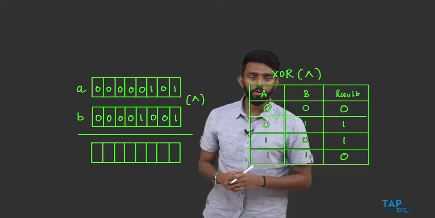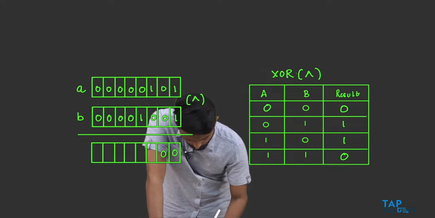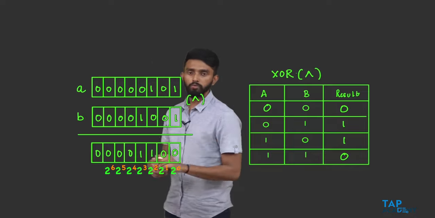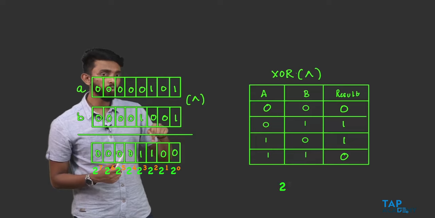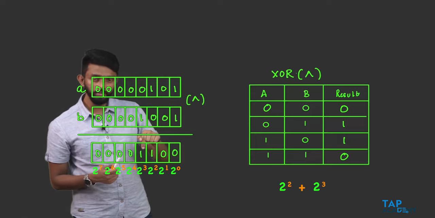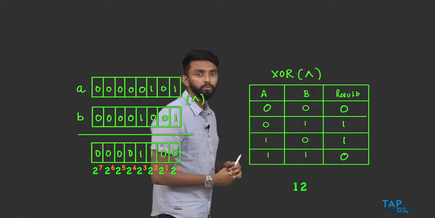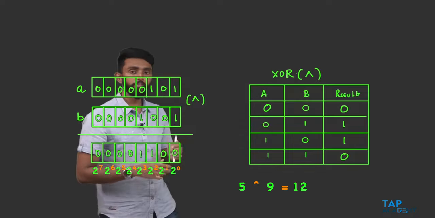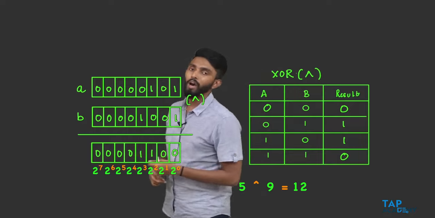Any confusion till here? Now going by this, same bits, 0. Different bits, 1. Different bits, 1. Same bits, 0, 0, 0, 0. I am applying the powers of 2. So as you can see, this is 2 to the power 0, this is 2 to the power 1, this is 2 to the power 2, which is 4, this is 2 to the power 3, which is 8. So 8 plus 4 is nothing but 12. Any confusion till here? Which means 5 XOR 9 is 12. And this is the reason why, because this is how the bits change when you apply this operator.